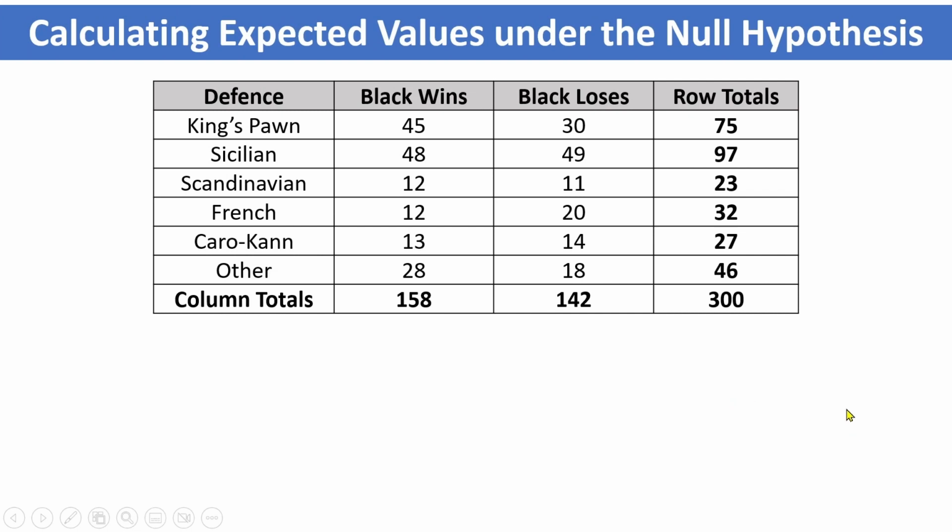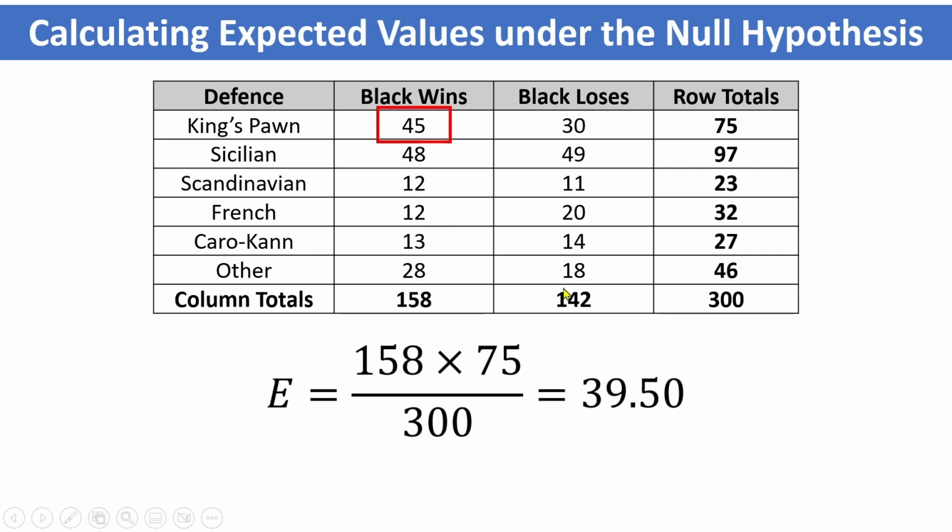So in this particular case, the expected number of wins when black plays a king's pawn opening in a sample of size 75 is 39.50. Remember, this number, 39.50, is a long-run expectation. It's an average. So we say on average, with samples of size 75, we expect to see black winning this many times with the king's pawn opening, assuming the null hypothesis is true.